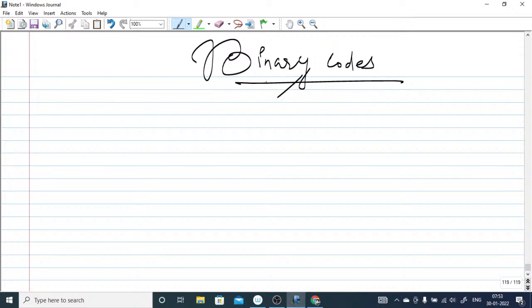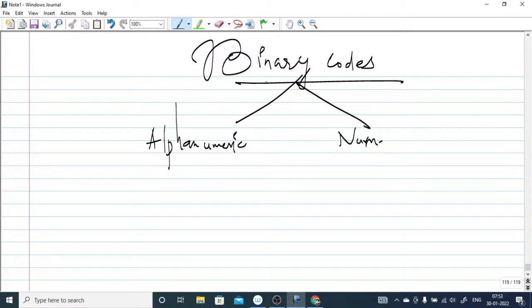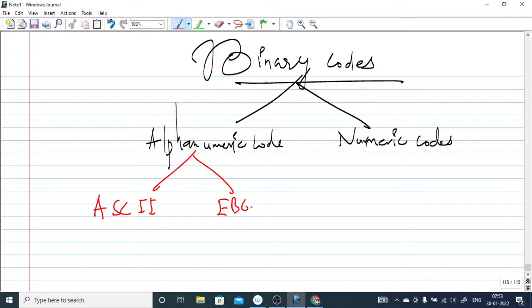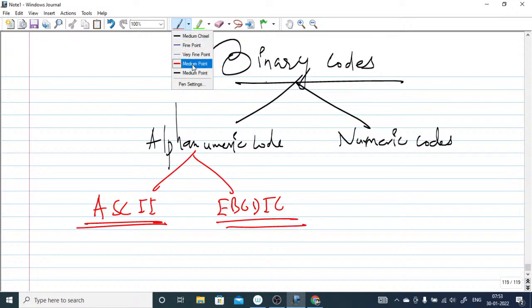Binary codes are basically of two kinds. One is alphanumeric codes, and the second one is numeric codes. In case of alphanumeric codes, they are further of two kinds. One is very popular, that is ASCII code, and the second one is EBCDIC.